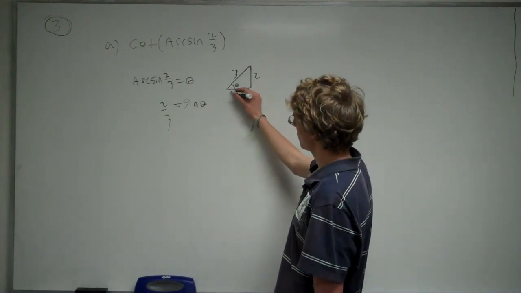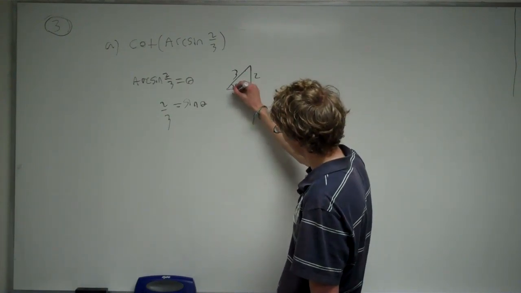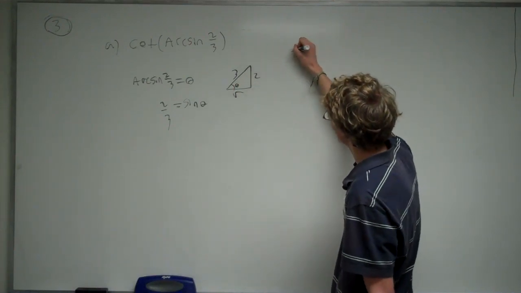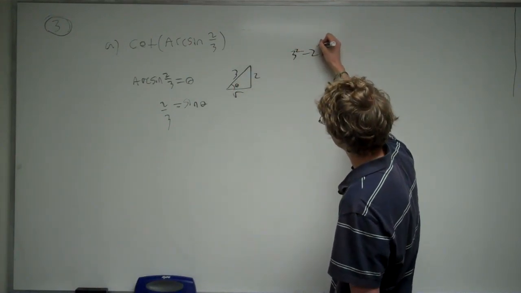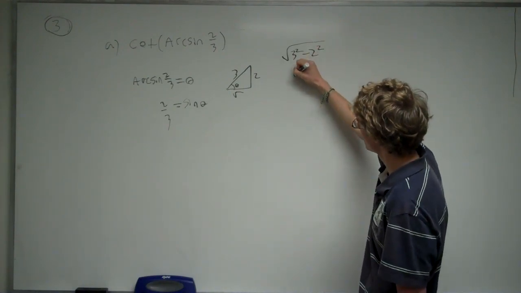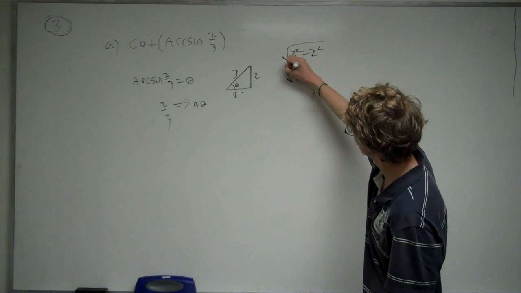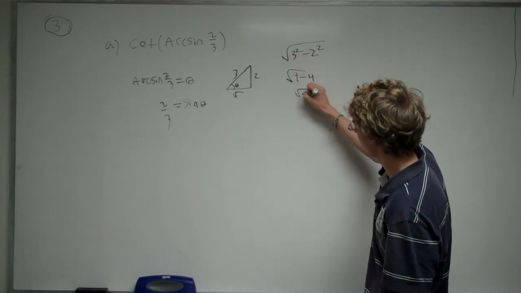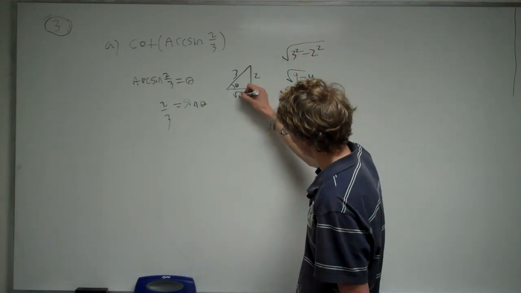Using the Pythagorean theorem, we can find out this side, which is going to be 3 squared minus 2 squared, square root of that, and that's going to be 9 minus 4, square root of that, and that's just the square root of 5. So this side here is the square root of 5.